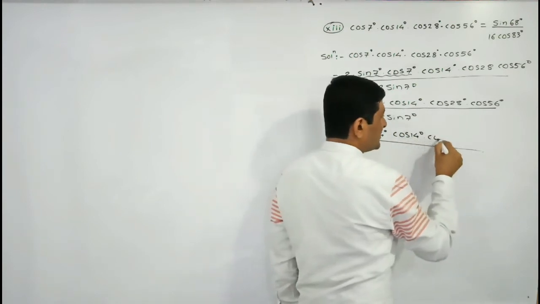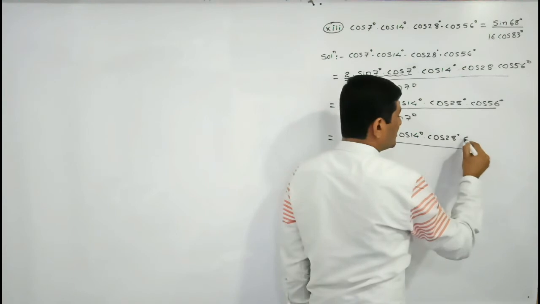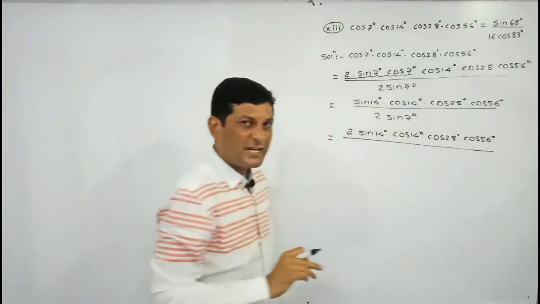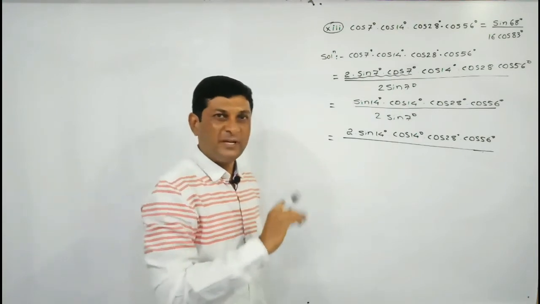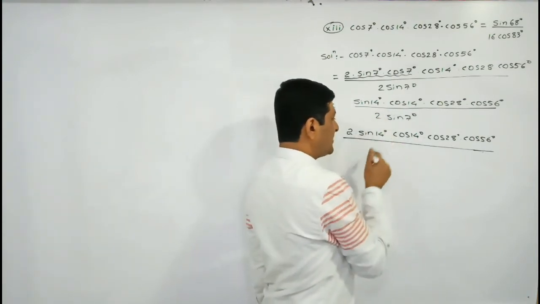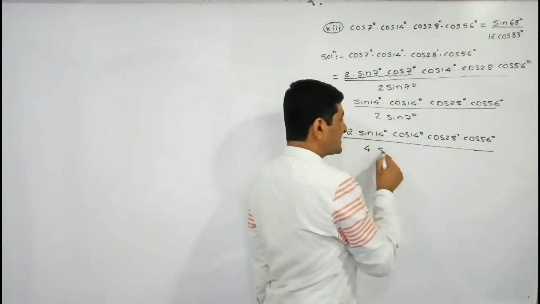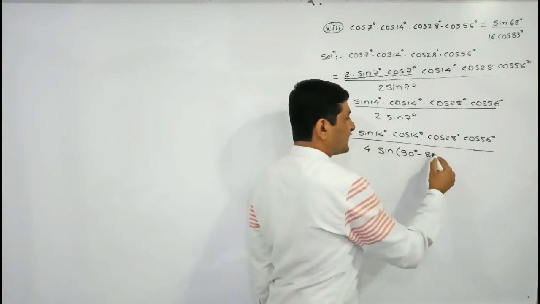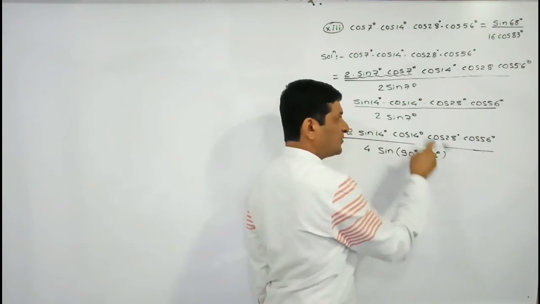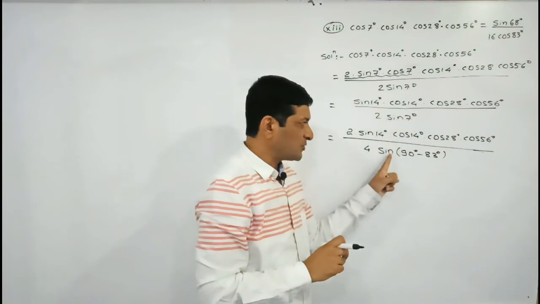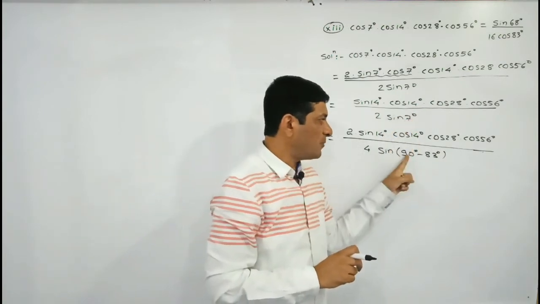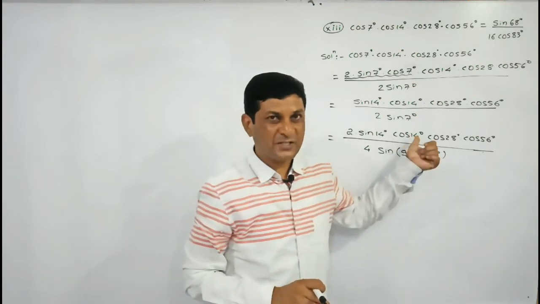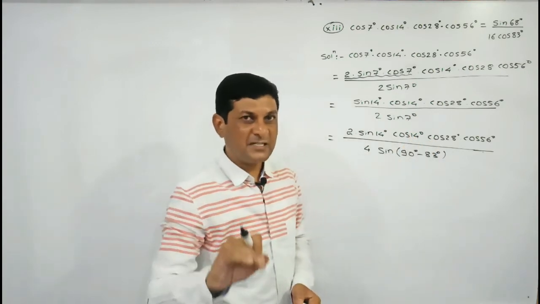Keep the remaining terms as they are, cos 28 degrees into cos 56 degrees. As I am multiplying the numerator by 2, I am multiplying the denominator also by 2. So multiplying by 2 here, we will get 4. And sin 7, can I write it as sin of 90 minus 83? Yes, 90 minus 83 will be equal to what? 7. I am not disturbing the sine, just replacing 7 by 90 minus 83, because we know that 90 minus 83 equals 7.